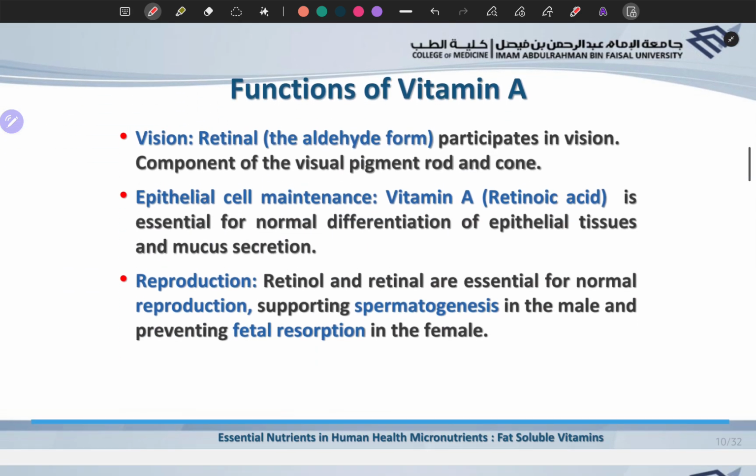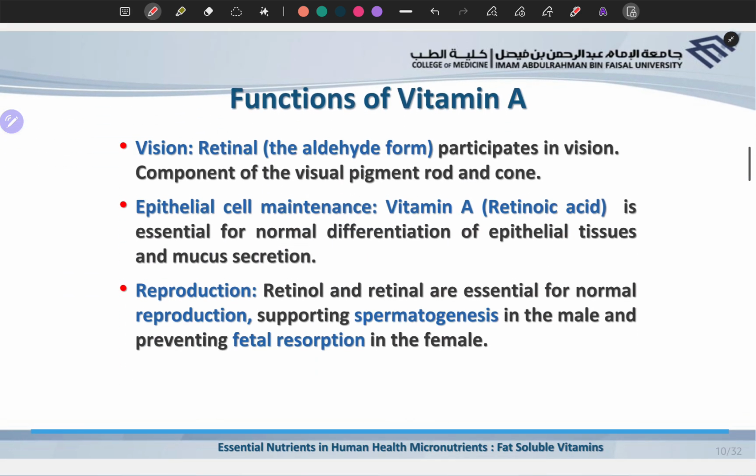Now coming to the functions of vitamin A. First and foremost, it has a role in vision. Which component? The aldehyde component. Retinal participates in vision, as a component of the visual pigment in rod and cone. It helps in the maintenance and differentiation of the epithelial cell. Vitamin A, the retinoic acid form, is essential for the normal differentiation of the epithelial tissue and mucous secretion. It has a role in reproduction. It facilitates spermatogenesis in male and prevents fetal resorption in female.